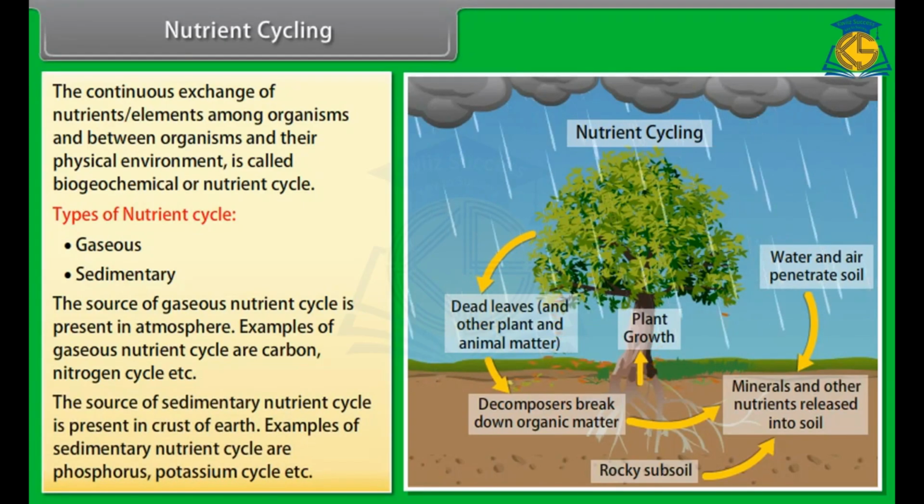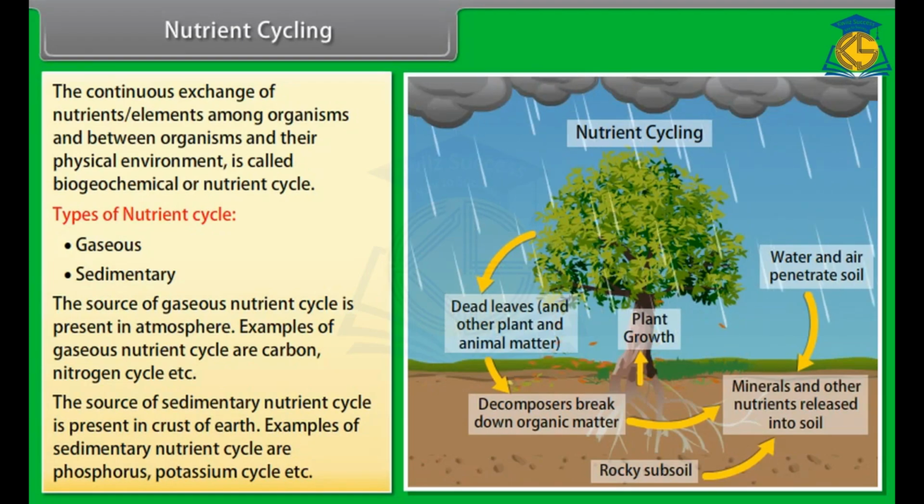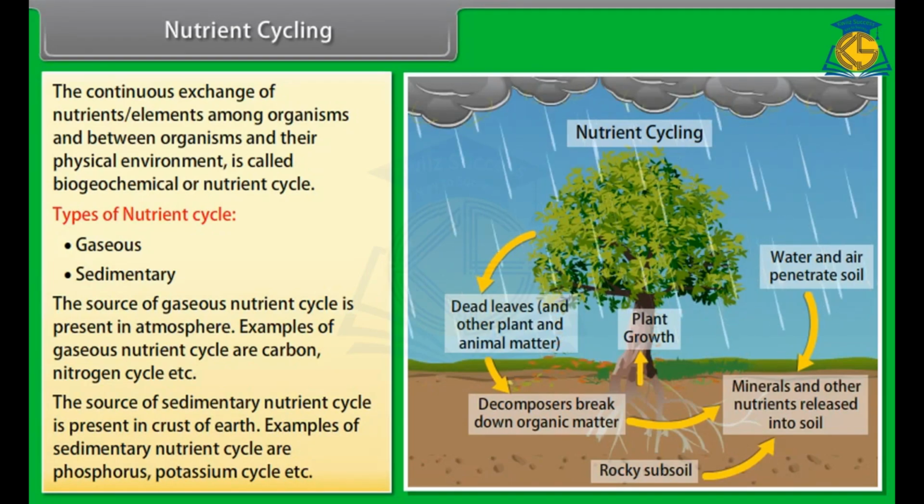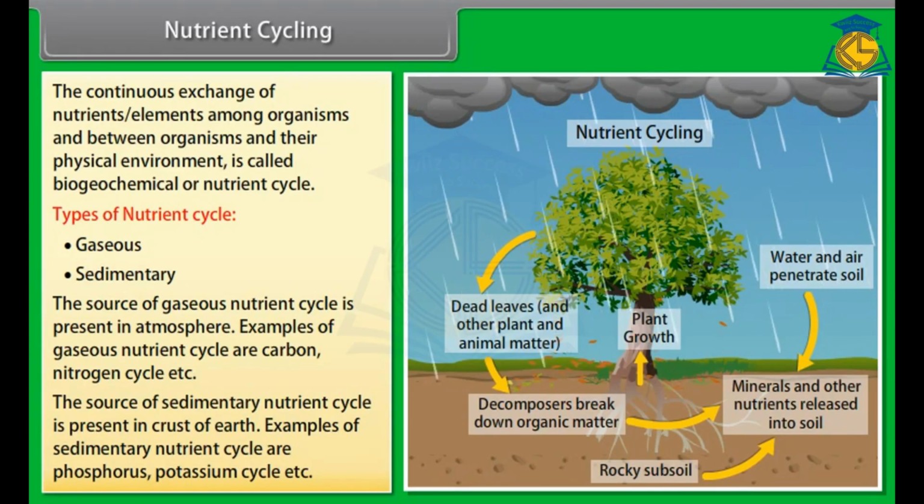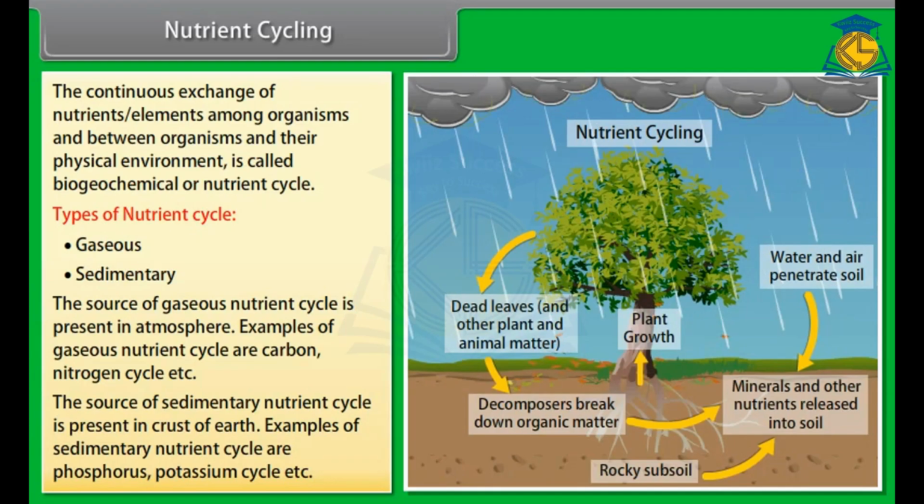The source of the sedimentary nutrient cycle is present in the crust of the earth. Examples of sedimentary nutrient cycle are the phosphorus and potassium cycles, etc.